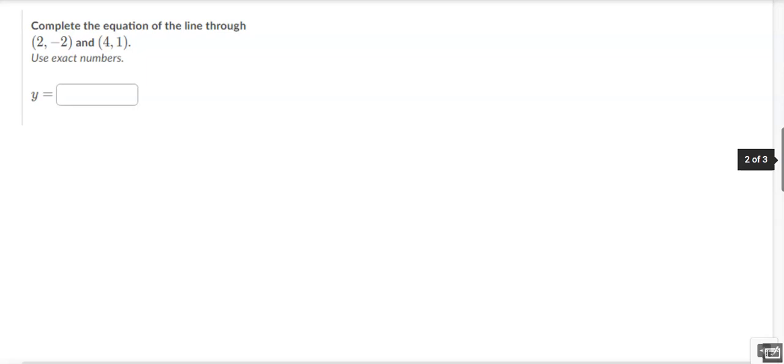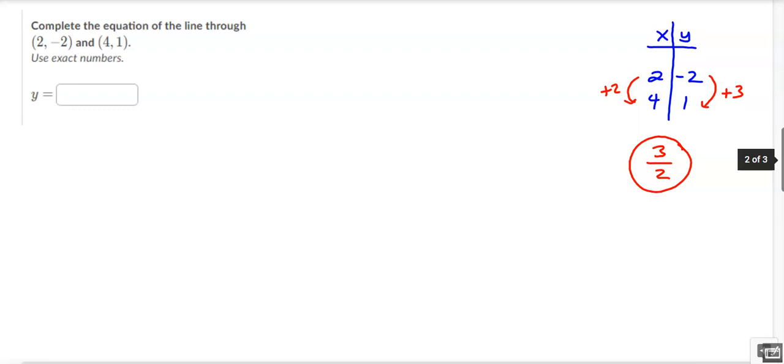So to solve all problems, no friendly numbers or with friendly numbers, what I'm going to do is find the slope. So again, you could find the slope. If you like the table, use the table. You know, I have 2, -2, and then I have 4, 1, and change in y, change in x. So my slope is my change in y over my change in x. So my slope is 3 over 2.